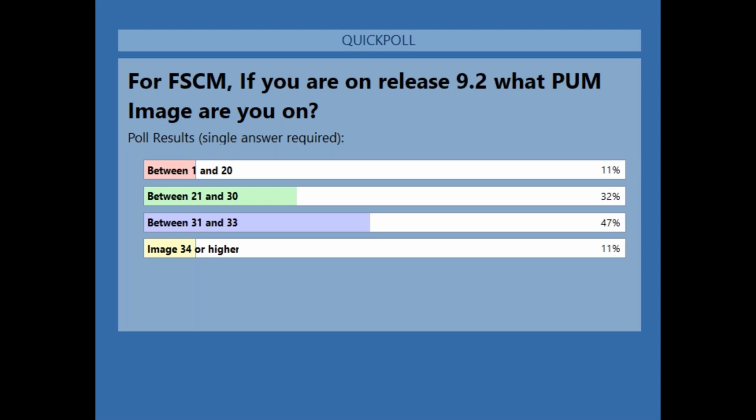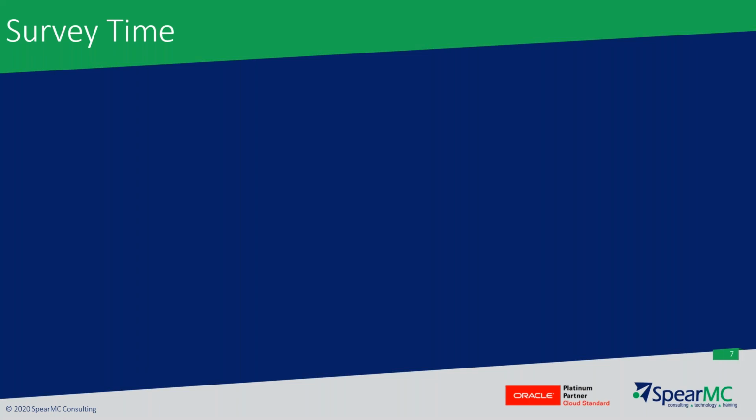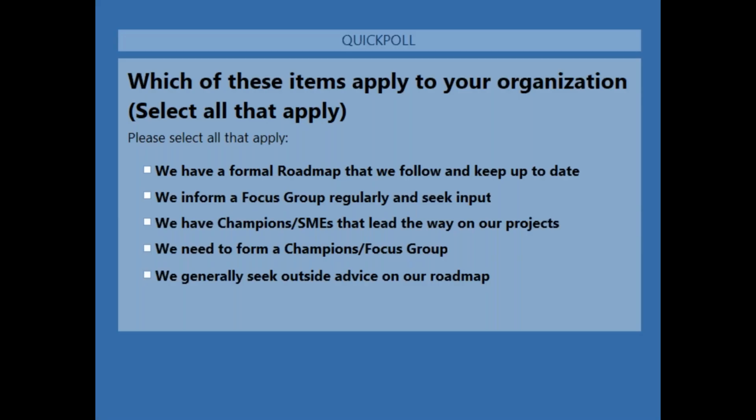All right, last question, more appropriate for the conversation today. In terms of roadmap, you can select all that apply here: which ones would you consider true for your organization? You have a formal roadmap that you follow and keep up to date, and communicate out, socialize to maybe a steering committee or a user community. Perhaps you have a focus group that you regularly work with to seek input and keep that stakeholder group involved. Or you take it to the next level and have a champions team, or SMEs, that work on your projects and lead the way.